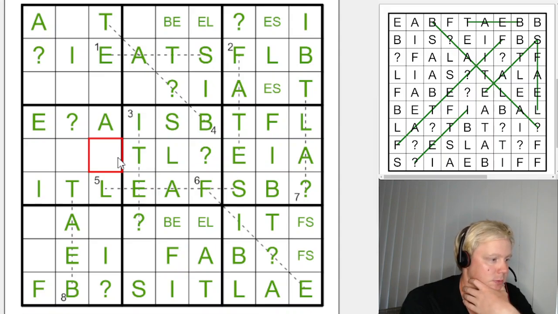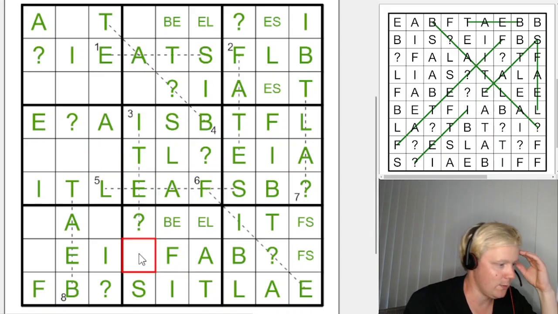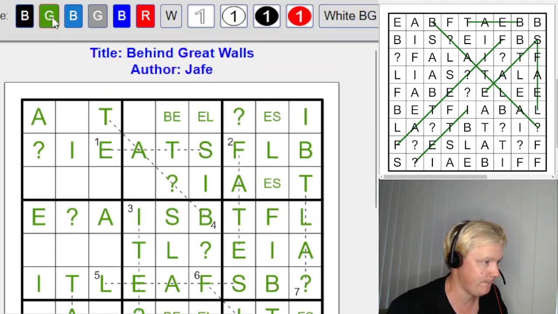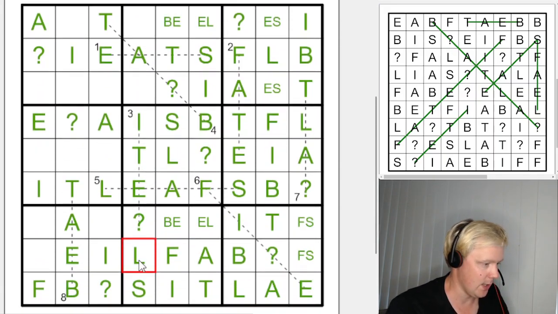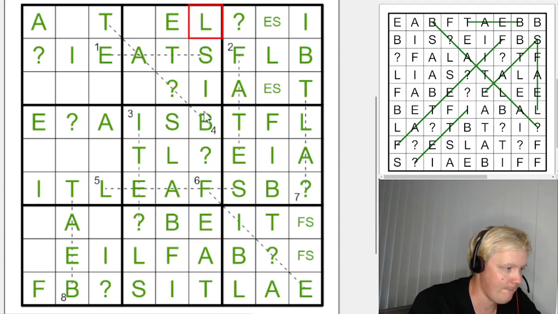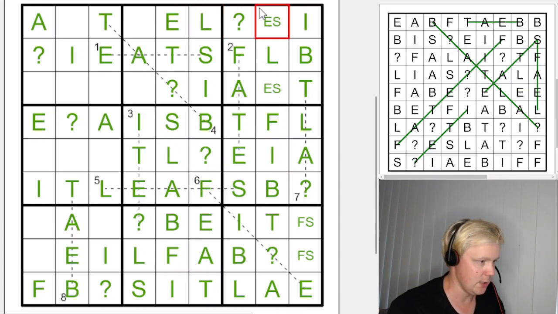So not solved yet. This is going to be B, E, or L because those are the letters we need for these three. Can't be an E. Can't be a B. So that is the L, and this L is ruled out. So that's only an E now, which makes this a B, makes this an E, and this an L. And this E also rules E out from this cell.